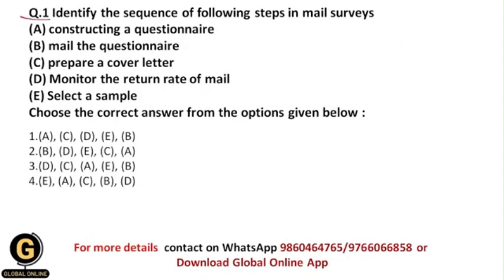Okay, the first question is, identify the sequence of the following steps in mail surveys. So basically, 5 steps of mail surveys are given here, and we are going to write these steps in a sequential manner. What exactly are mail surveys? In mail surveys, the survey is administered through mail. So basically we are going to ask questions to our respondents through the mail, and that's why there are a lot of procedures in that.